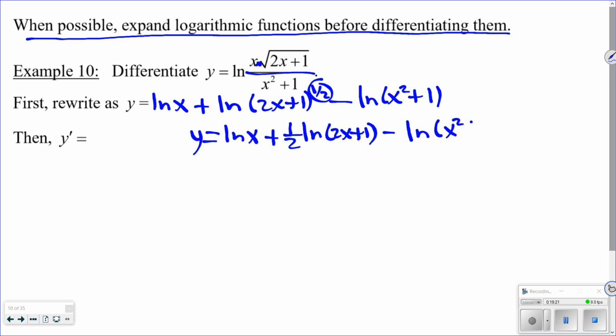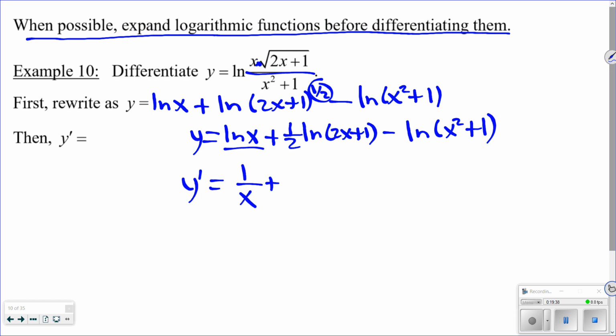Well, what we just did is we took a really difficult problem, and by expanding it and breaking it into pieces, remember now I can do it term by term. I can do each of those separate. So let's find y prime. So all I do is start right here. What is the derivative of the ln of x? That's just 1 over x.